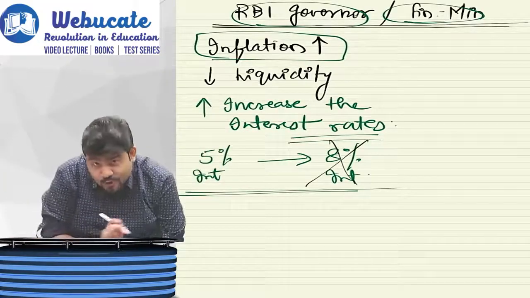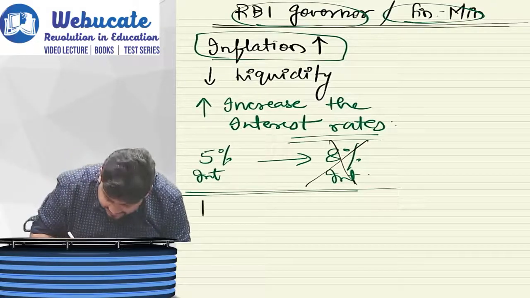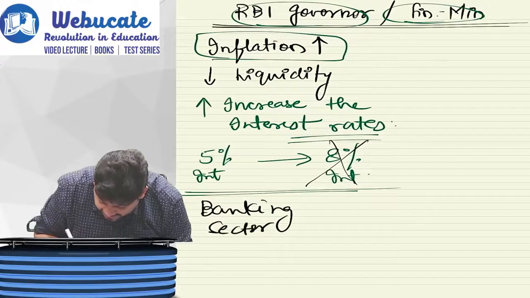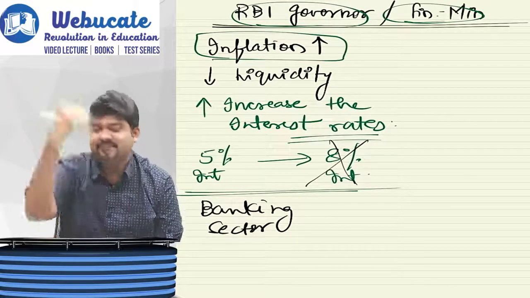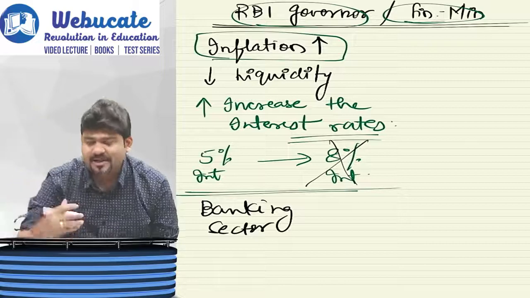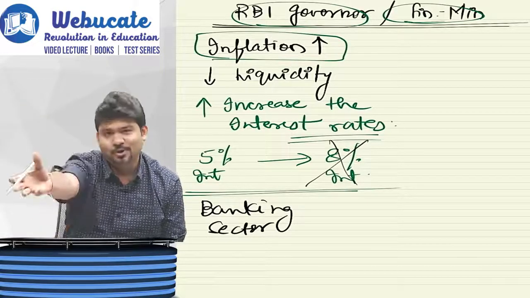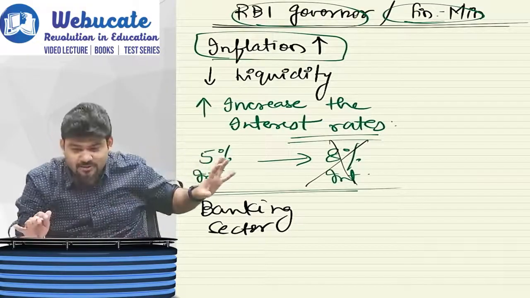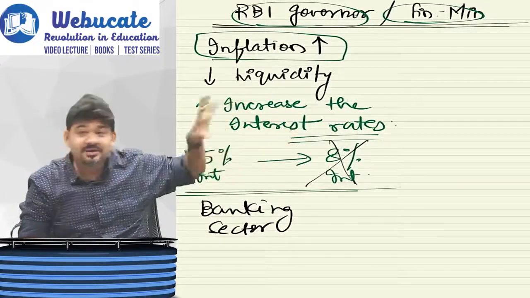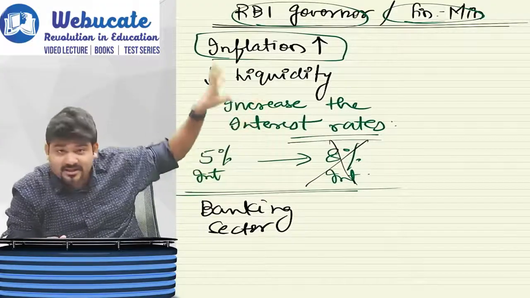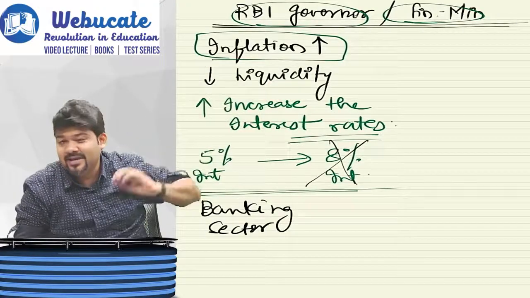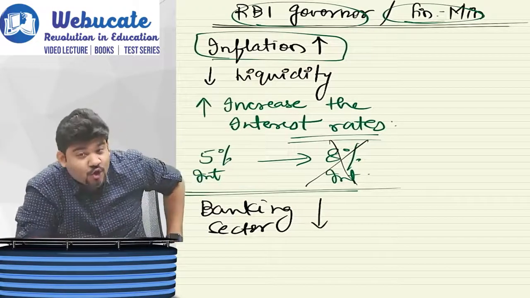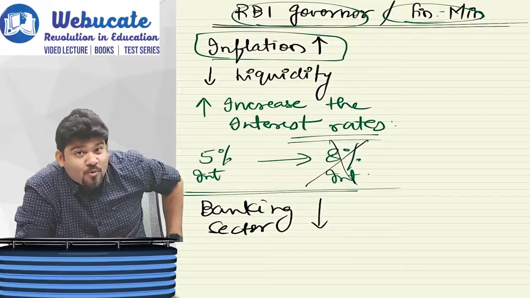Acha. If you do not take the loan, can I say the banking sector will get affected? Why so? Because banks' major source of income is through lending of loans. They lend the loans, they get the interest. That is their income. But if interest rate has increased and people have stopped taking the loans, then the banking sector will go for a toss. Can I say banking market shares will go down? Yes or no? No income.